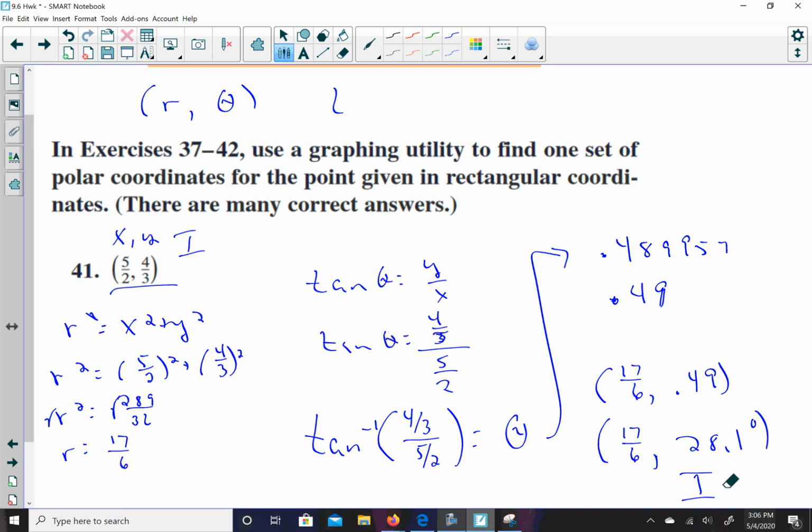So those two match. If they don't match, in other words, if your original point was in the second or the third quadrant, remember that's where you have to add pi, or you add 180, if the quadrants don't match. But I don't have to worry about this because that's in quadrant 1. So let's do the next one.